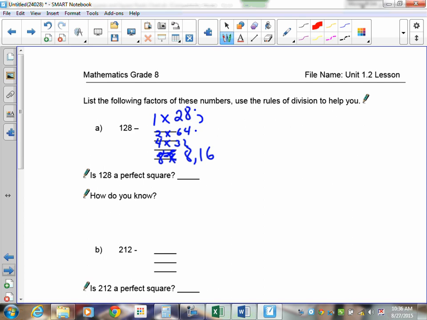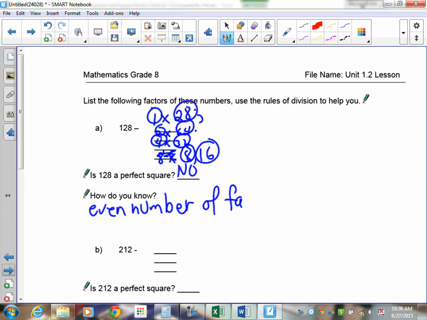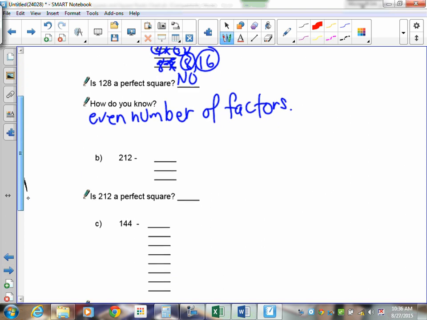So is this a perfect square? Let's take a look at the number of factors. 1, 2, 3, 4, 5, 6, 7, 8. So is this a perfect square? No. Why? It has an even number of factors. All perfect squares have an odd number of factors.